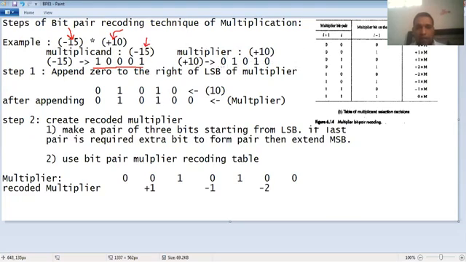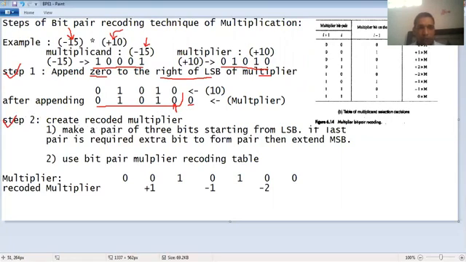Multiplier is again represented by using 5 bits. Let us start with the first step. In the first step, you have to attach 0 to the right of the least significant bit of multiplier. So we are having multiplier 0, 1, 0, 1, 0. Right of this least significant bit, I have attached 0. So the first step is finished.